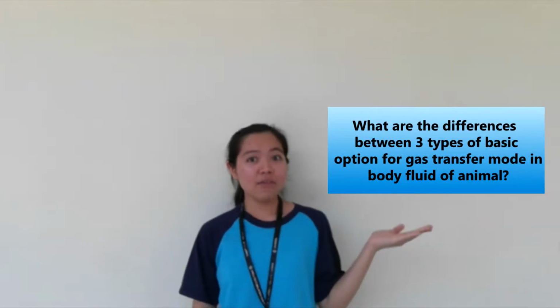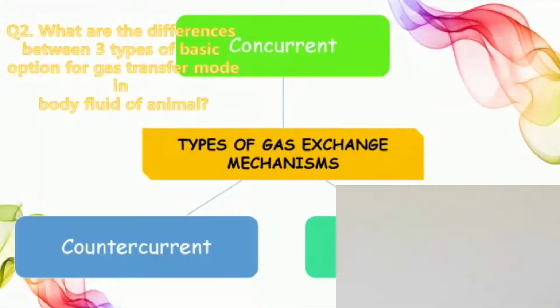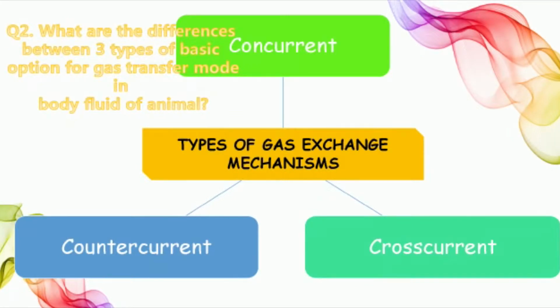What are the differences between the 3 basic options for gas transfer in the body fluid of an animal? There are 3 types of gas exchange mechanisms, which are concurrent, countercurrent, and cross-current. Every animal has different types of gas exchange mechanisms. Blood can flow in one of 3 ways relative to the flow of the medium: concurrent is in the same direction, countercurrent is in opposite directions, and cross-current is at an angle.